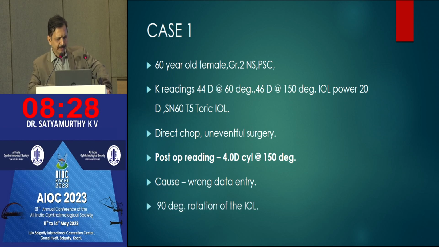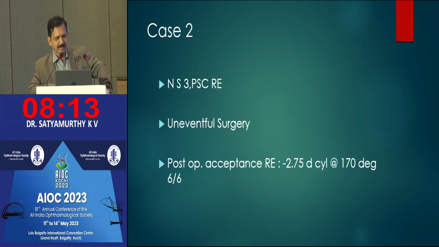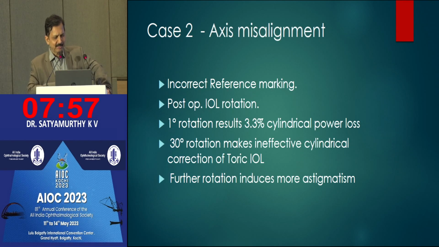So the best thing would be to look into the chart before surgery. Many of us may not have time to do everything by ourselves, and your optometrist can make mistakes, so it is best to go through the charts. That is one cause. Then in another case, it was a simple cataract and surgery was uneventful, and the toric lens was implanted, but post-operatively the patient accepted cylinder again. With correction, it was coming to 20/20 again.